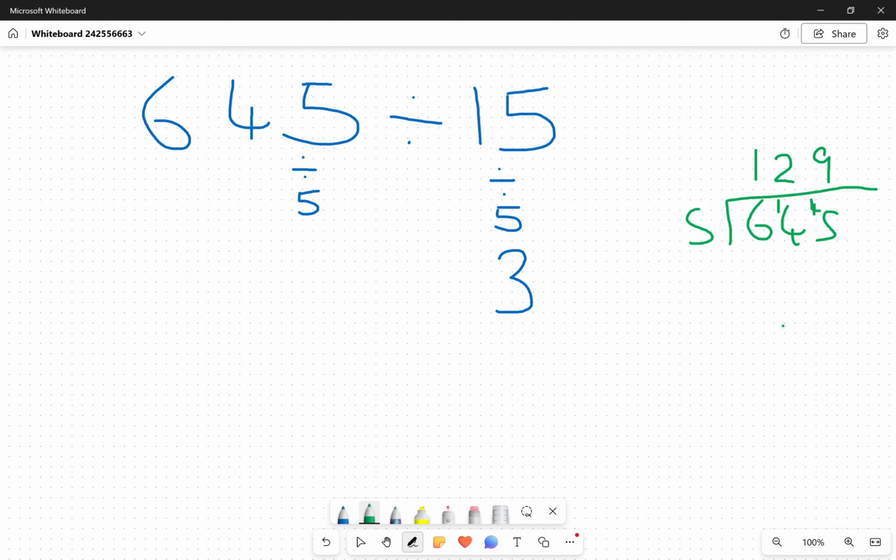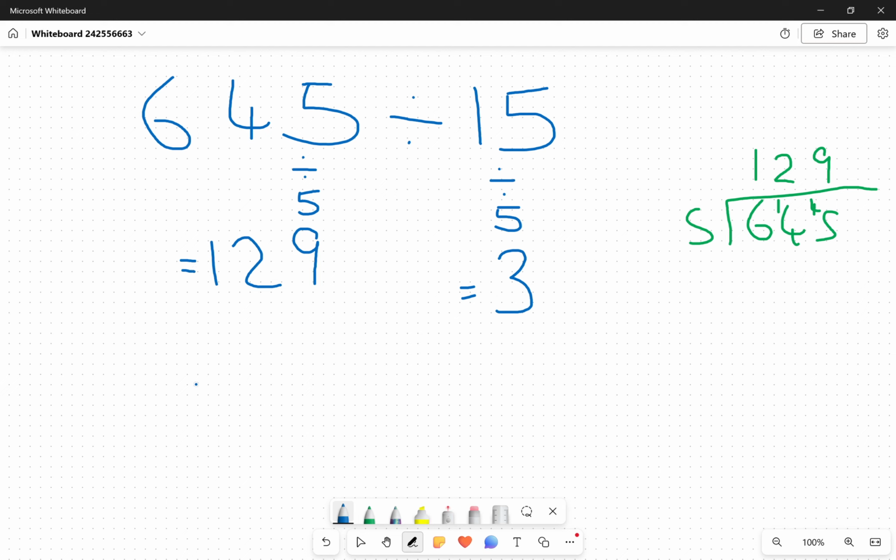Now, just be careful here, our whole answer is not 129. If you had the question, 645 divided by 15 on an exam, you would not give 129 as your answer. Because remember, what we did is our 15 was too big, so we've divided both of these numbers by 5. We divided 15 by 5 and we got 3. We divided 645 by 5, we got 129.